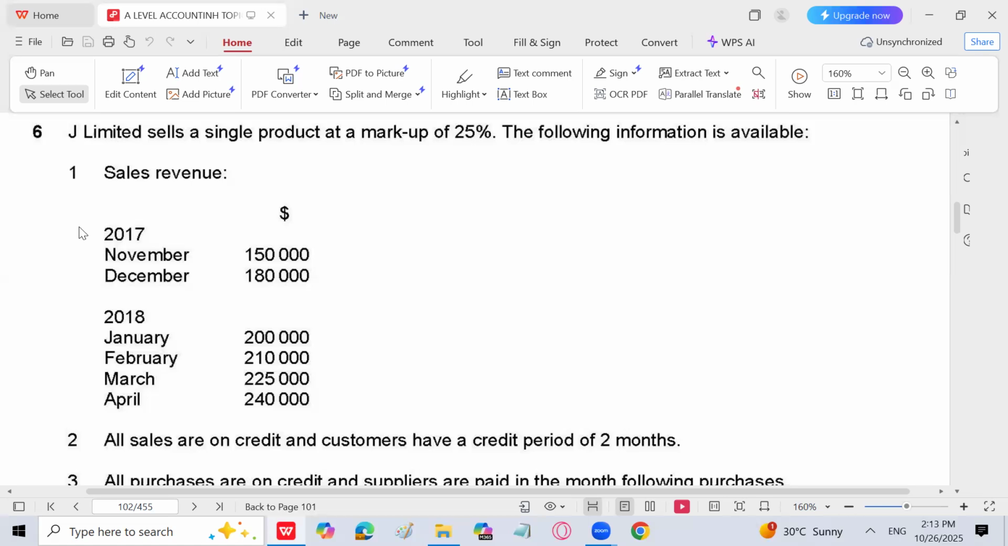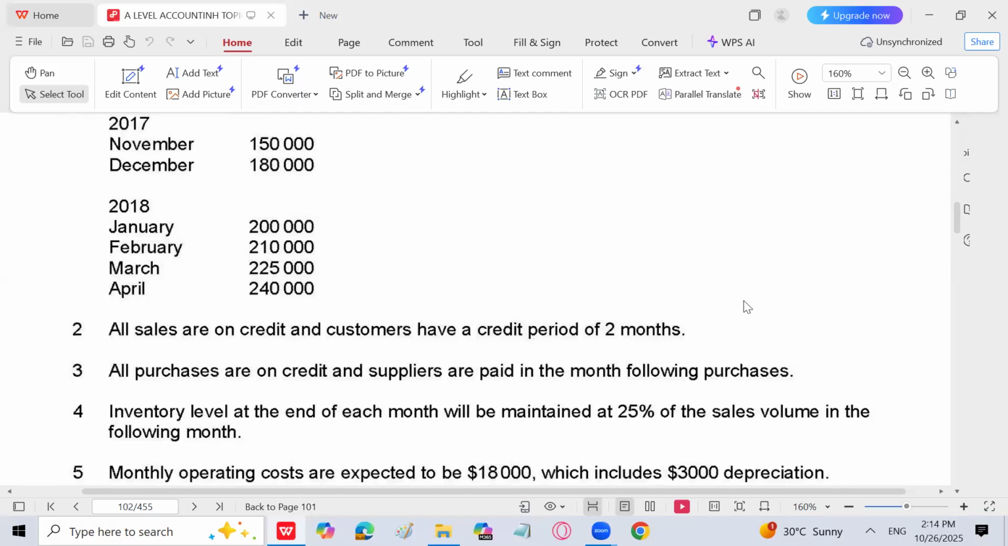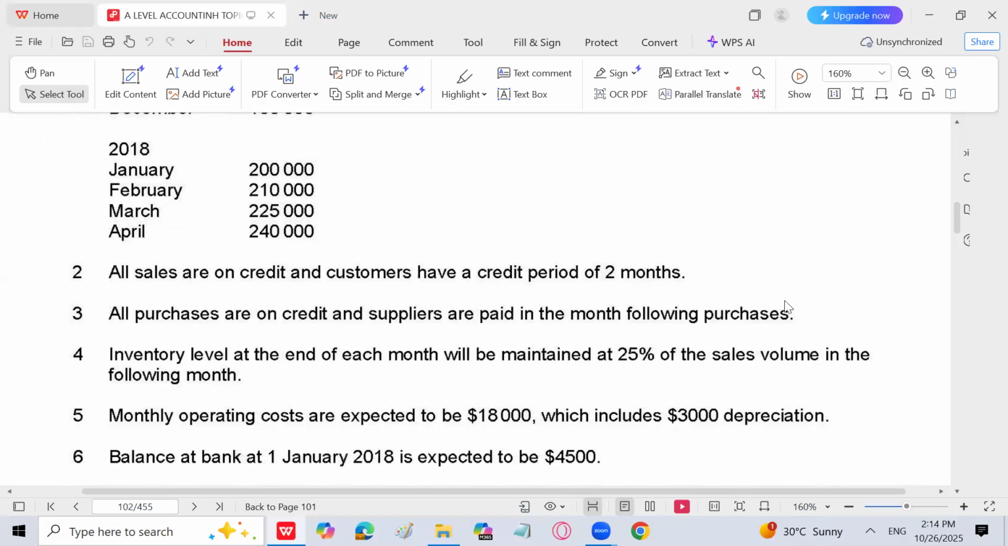All purchases are on credit. Suppliers are paid in the month following purchases. So whatever goods we have purchased, we pay for in the next month. Inventory level at the end of each month will be maintained at 25% of the sales volume in the following month. Monthly operating expenses are expected to be 18,000, which include 3,000 depreciation. Remember that depreciation is a non-cash expense, so it will not decrease cash in any case. Balance at bank at the end of 1st January is expected to be 4,500.